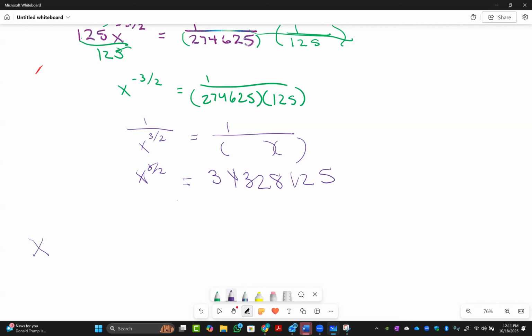If I said x squared equals that number, what would I do? You would square root the number. Right, I would take the square root of both sides, right? Which is the same as saying x squared, to the 1/2 power, right? Because the 1/2 power is the exponent.